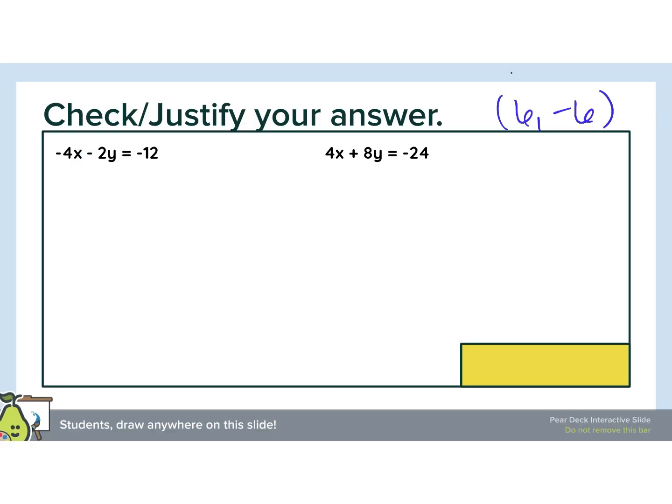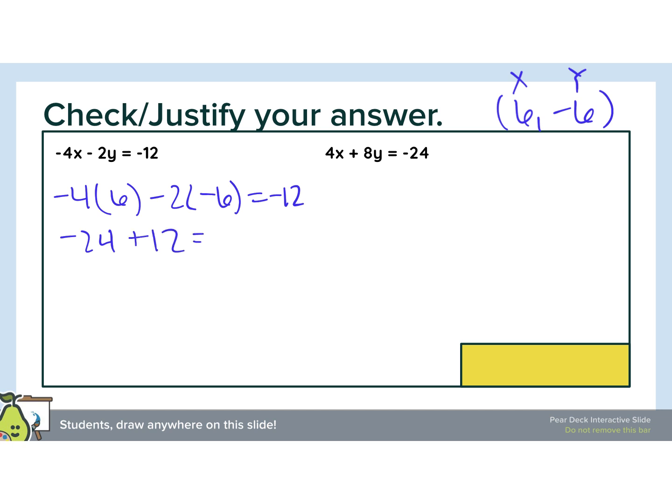6, -6, remember this is x, this is y. First equation, we're plugging these things in parentheses. Parentheses means multiply. So this is a -24. Negative times negative is positive. Opposite signs, we subtract, keep the sign of the larger, which is negative. First one checks out.